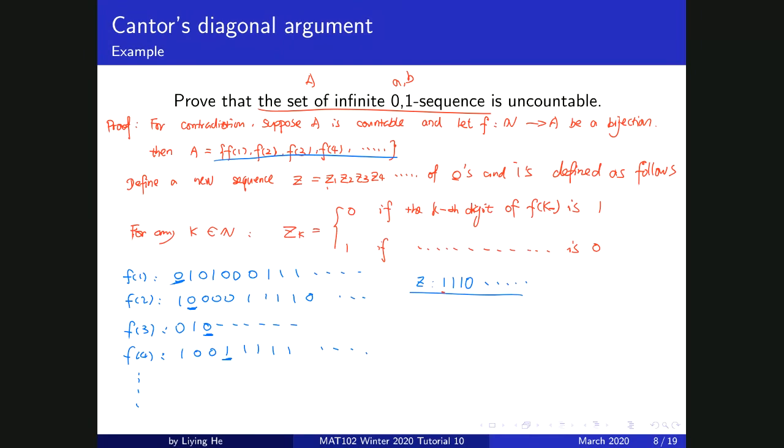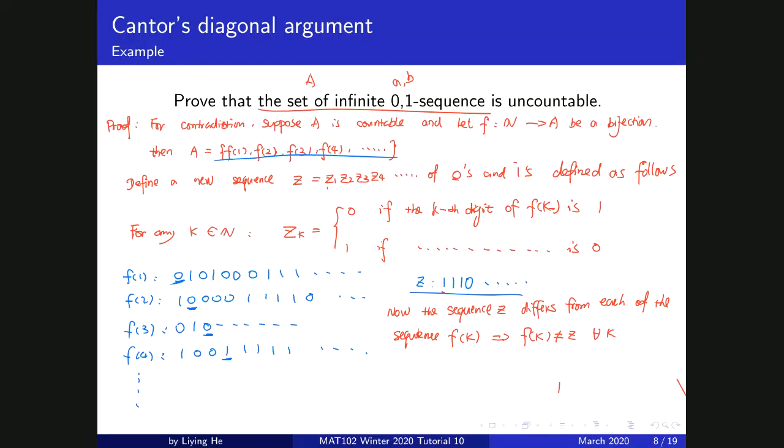Yeah. Okay. So as you can see, if I construct my sequence Z in this way, then the sequence Z differs from each of the sequences f of k. In other words, f of k does not equal Z for all k in the natural numbers.